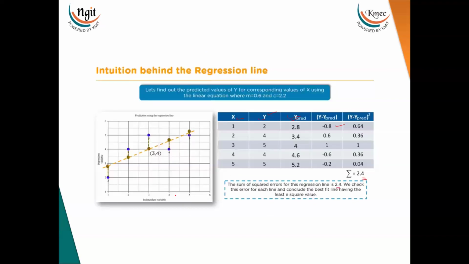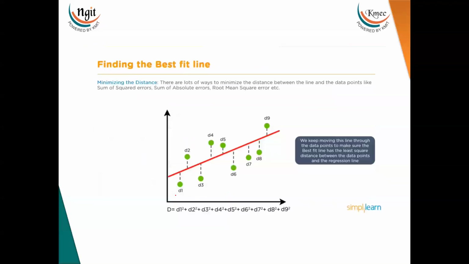Now, after finding this, what we have to do is minimize the distance. So how are we going to minimize the distances? There are lots of ways to minimize this distance: sum of squared errors, sum of absolute errors, or root mean square. What we are going to do is keep on moving this line through the data points to make sure that the best line has the least square distance between the data points and the regression line.